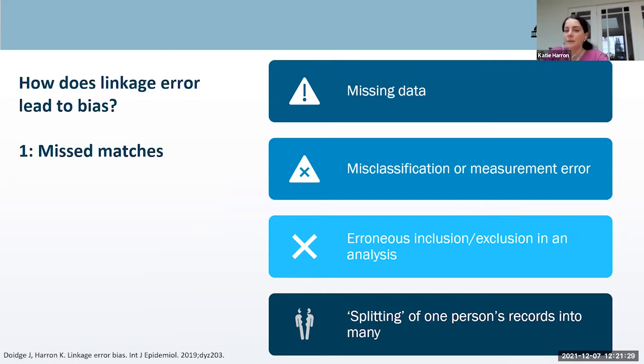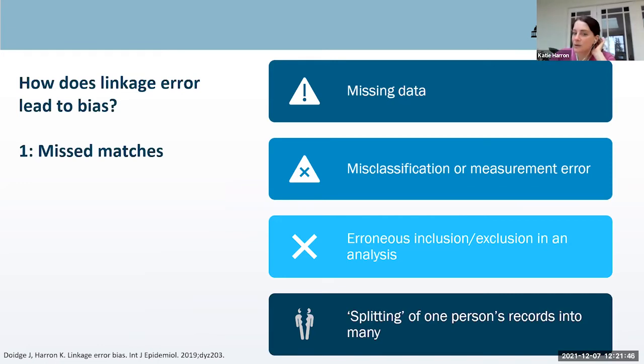So starting with mismatches, where we fail to identify a link, the first problem is that this causes missing data. If we're not able to make a link, we haven't been able to bring across the information that we were hoping to obtain for an individual.